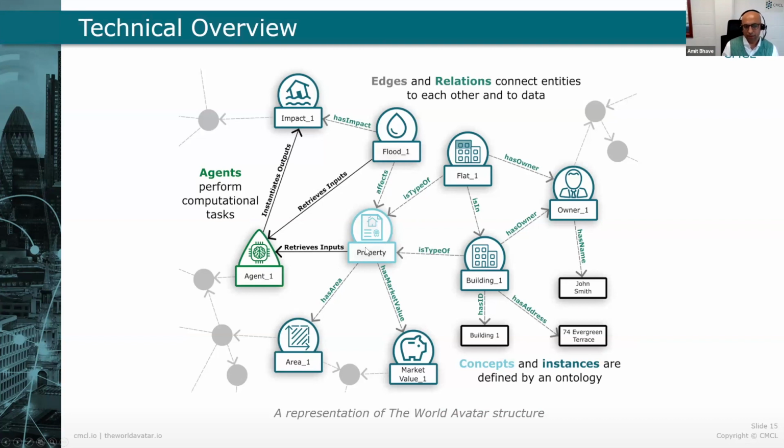Between the concepts themselves, there can be relationships. And between the instances also, there can be relationships. For example, Building 1 has an owner, and the owner has a name, in this case, say John Smith. Building 1 has an address, a specific address as well. So it's really important to capture the concepts, the instances, as well as the relationships between them. And that's what the underlying knowledge graph is here.